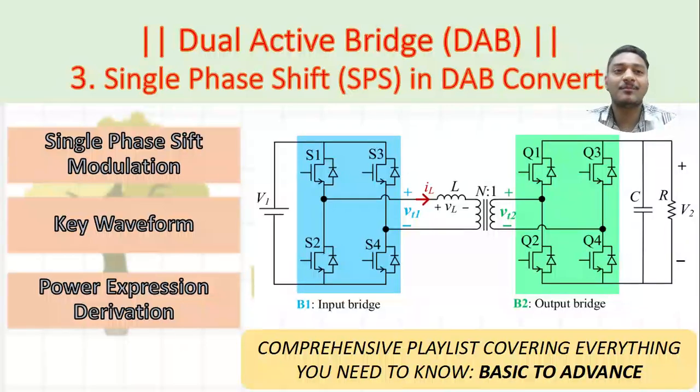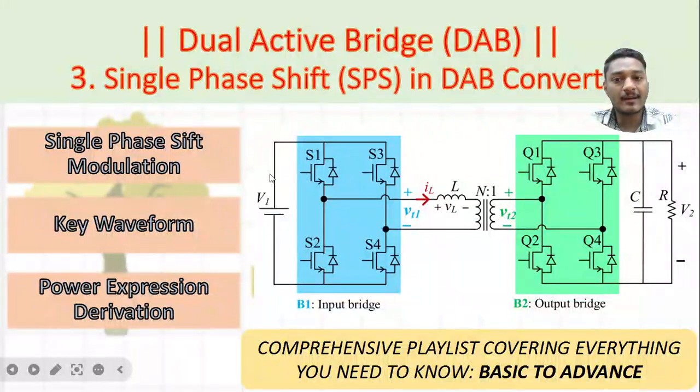In the previous class we have seen how power flows from one bridge to another bridge, and which parameter is important for that power flow. We understood that the phase angle between the primary bridge and the secondary bridge is responsible for power flow. Then we give the phase angle by adjusting the gate pulses.